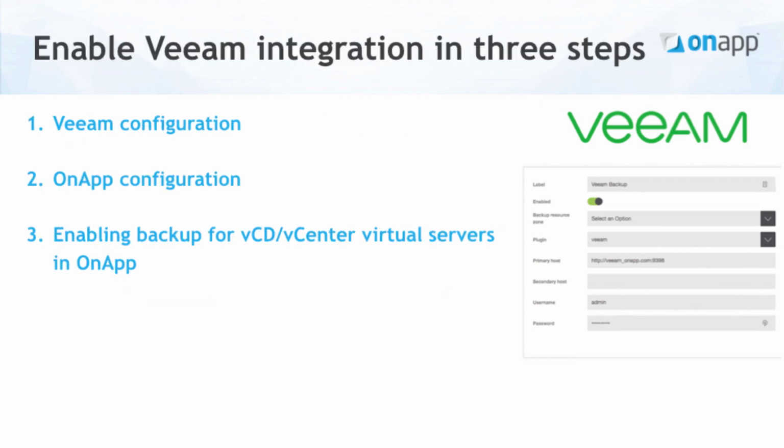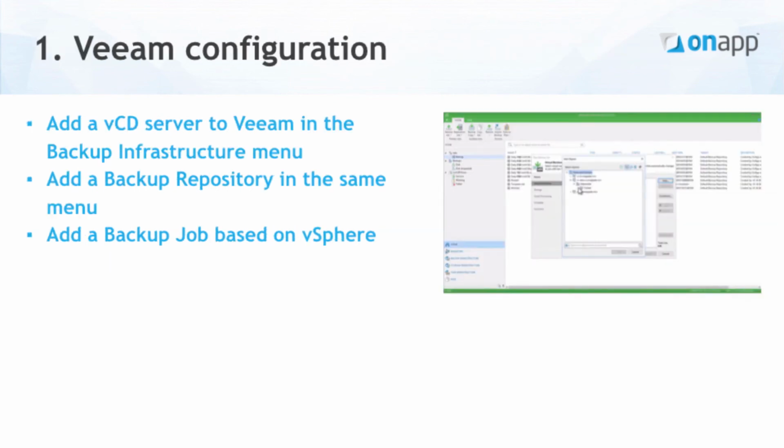In order to configure OnApp and Veeam, you should configure inside Veeam Backup and Replication, and configure inside OnApp, for use with vCloud Director or vCenter virtual servers. On the Veeam Backup and Replication side, you need to do the following: add the vCloud Director server to Veeam Backup and Replication, add a backup repository, and add a backup job based on vSphere, which will be used as a template. Let's jump to the demo to see how to configure this inside Veeam.